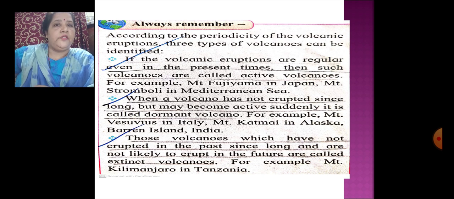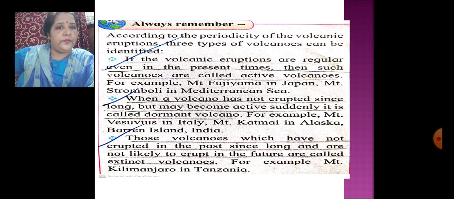Next one: when a volcano has not erupted for a long time, as we just saw about Barren Island, but may become active suddenly, it is called a dormant volcano. Examples: Mount Vesuvius in Italy, Mount Katmai in Alaska, Barren Island in India. So these are the dormant volcanoes.